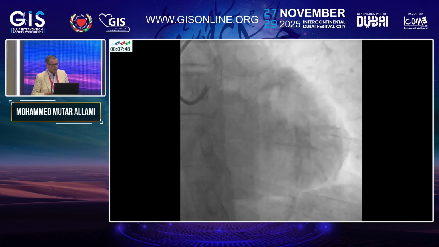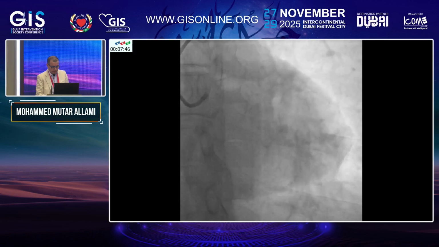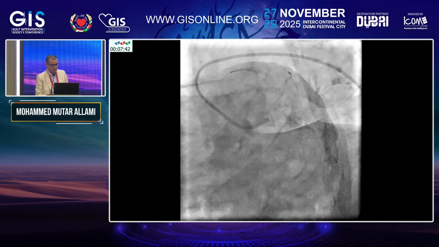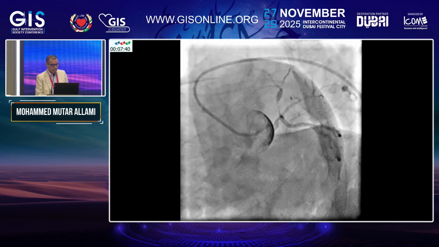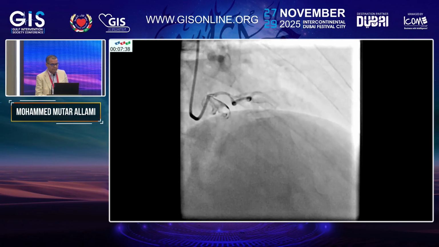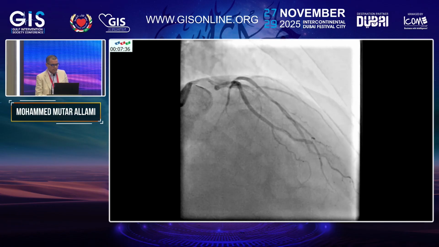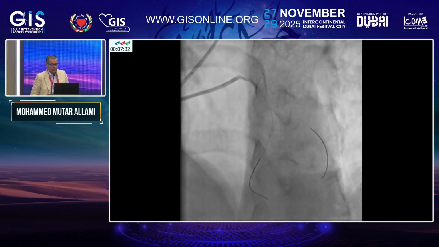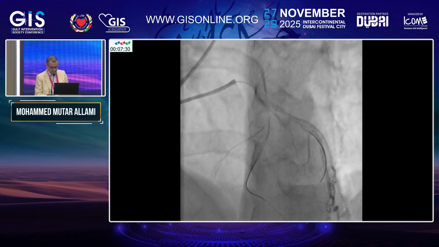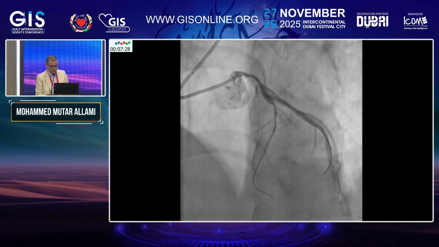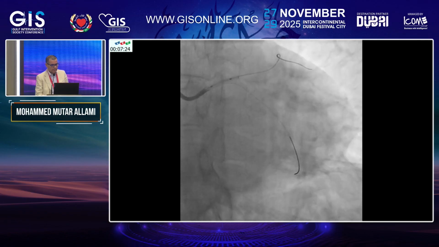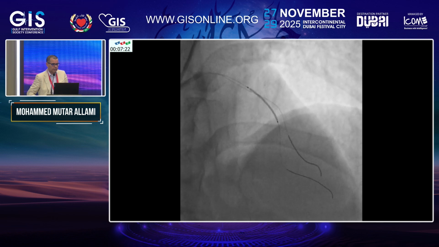So my plan was to negotiate the LAD, which was very easy. This is another spider view, looking at the left main, the ostioproximal LAD and the circumflex, and this is a caudal view. I easily wired the LAD using a Fielder FC with balloon support, and then multiple balloon dilatations were performed using different size balloons, and then the first stent was deployed.